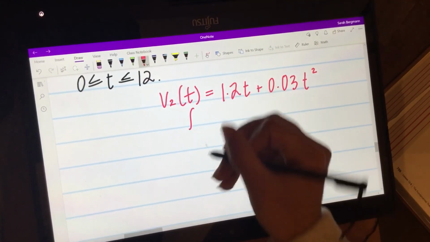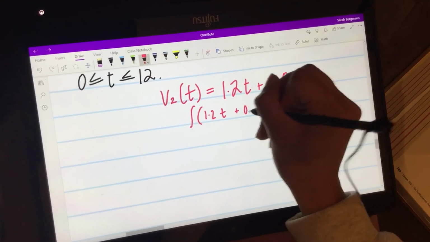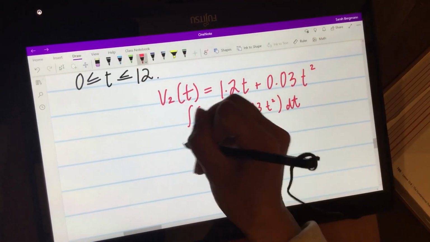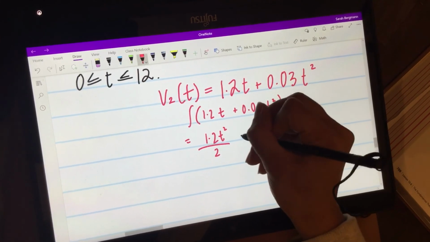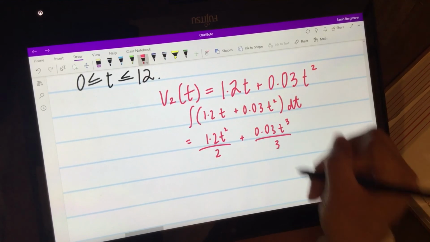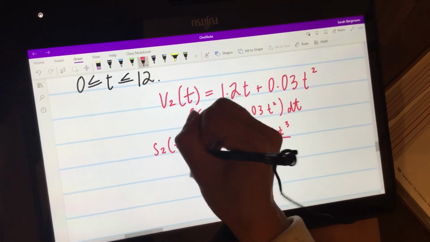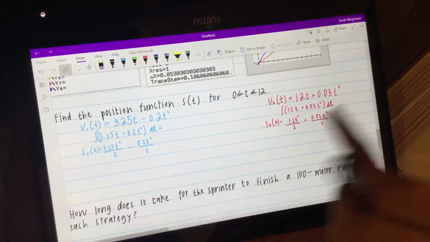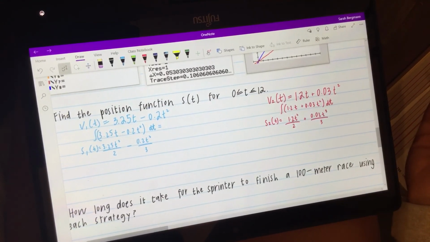So in order to find the position function, we need to integrate the function 1.2t plus 0.03 t squared with respect to t. So we add 1 to the power, divide by the new power. Same for the next term. Add 1 to the power, divide by the new power. So this is equal to the position function for the second strategy. So now we have both of our position functions. So this will tell us their position on the track at some point in time from 0 to 12 seconds.